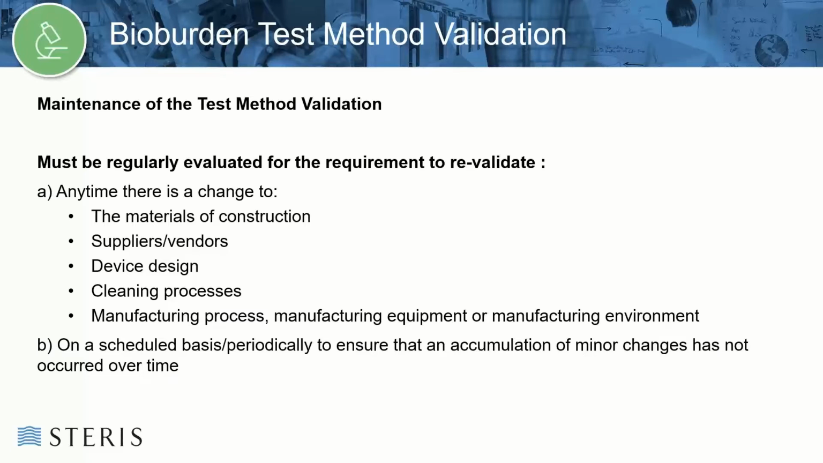Even in the absence of significant changes, a scheduled or periodic review of the need to revalidate should be part of the quality system. This review is to ensure the accumulation of minor changes has not occurred over time.